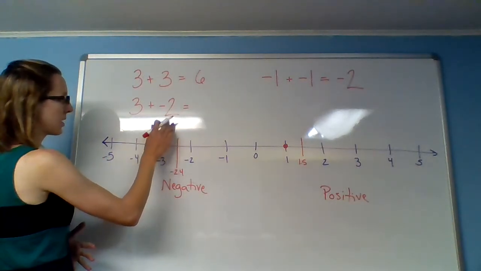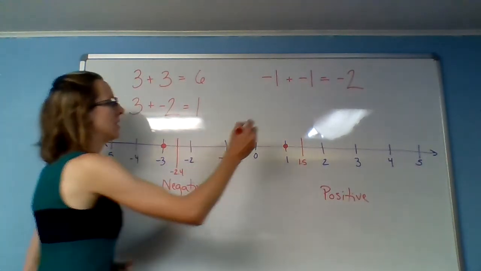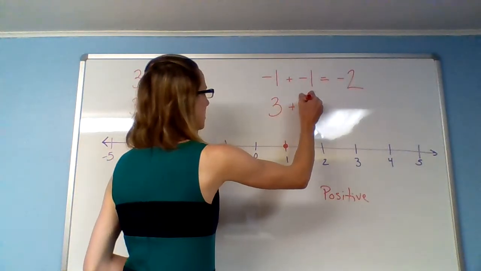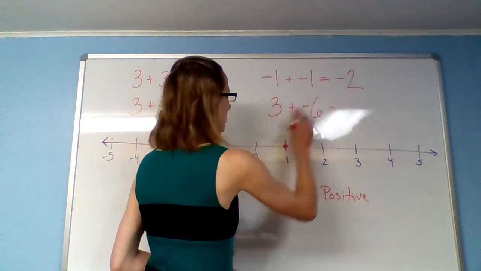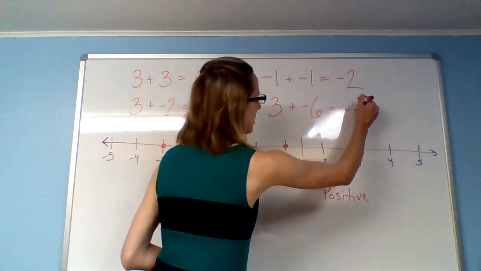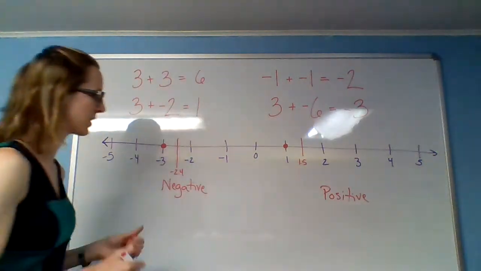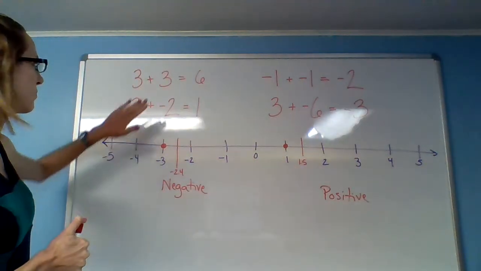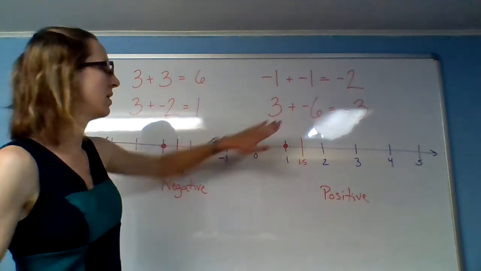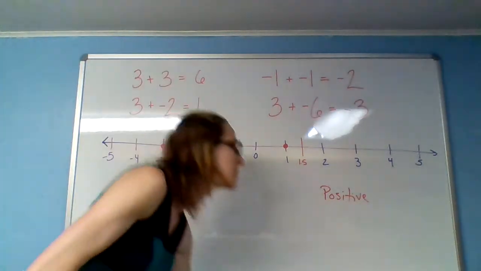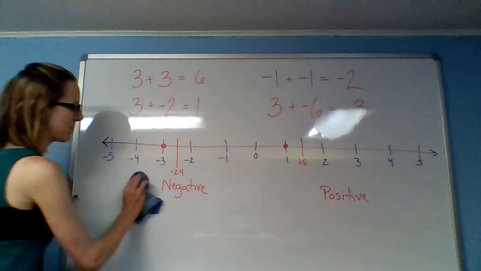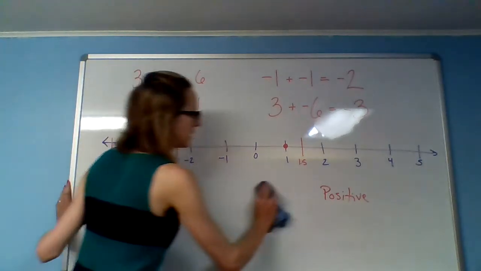A negative or a positive plus a negative will sometimes be positive. 3 plus -2 takes me down to 1, and it will sometimes be negative. 3 plus -6 equals -3. So there's no hard, fast rules on a positive plus a negative, because depending on how negative it is, you'll get some different answers.